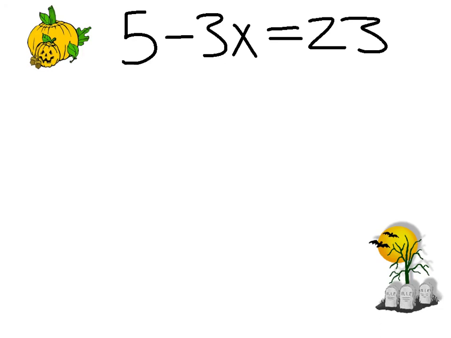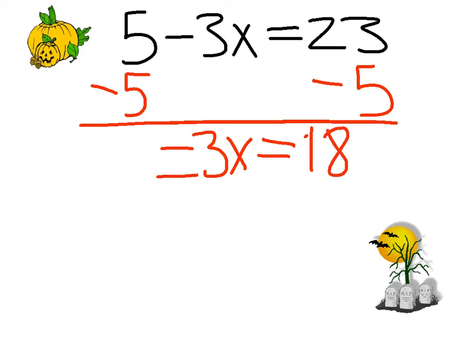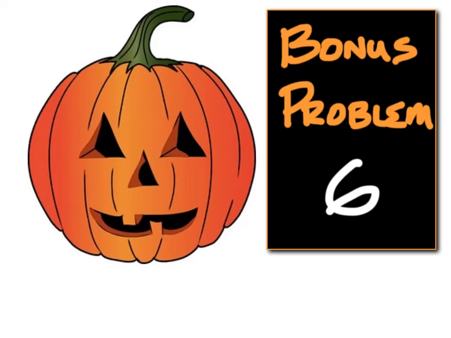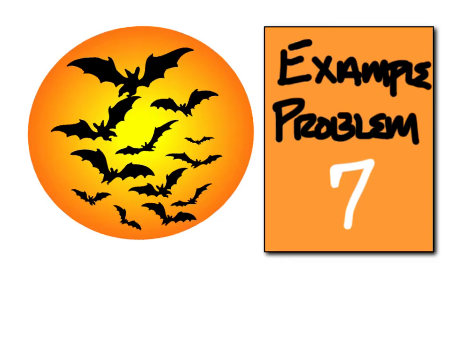Practice problem number 6. We have 5 minus 3x is equal to 23. We need to subtract 5 from both sides. When we do that, we have a minus 3x on the left. On the right, we have a positive 18. So we need to divide by our negative 3, and that's going to give us an answer of negative 6. Answer for this one is negative 6.